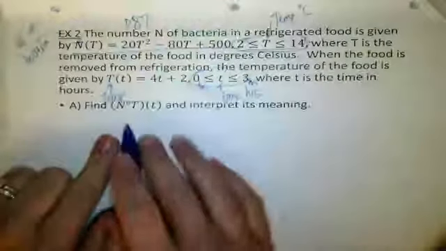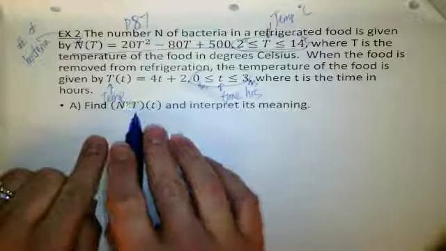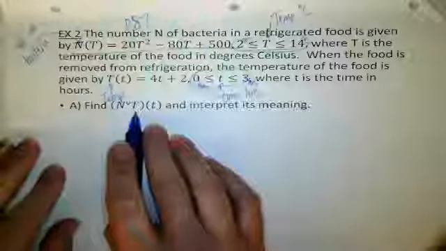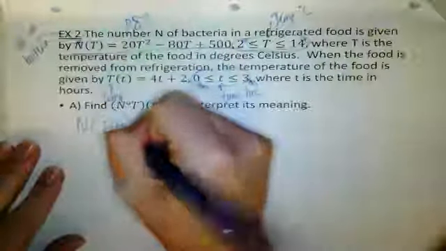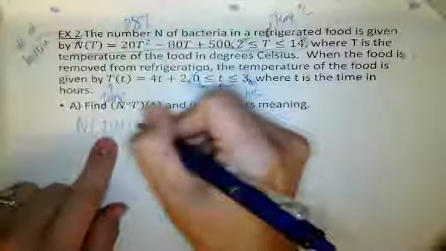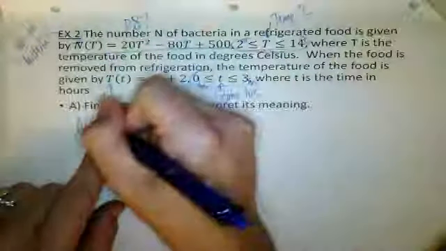All right, so here's what we need to do. We need to find N of big T, which means N of big T of 2. What do they want us to do? What can I put in place of big T?